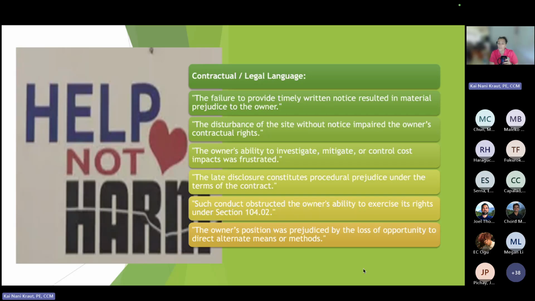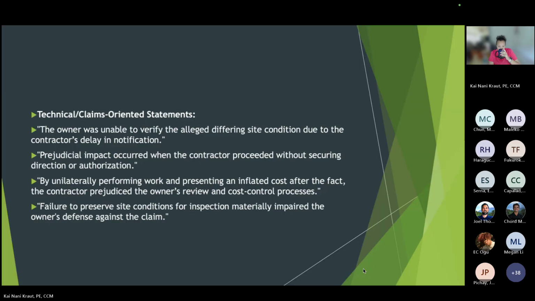Such conduct obstructed the owner's ability to exercise its rights, and the owner's position was prejudiced by the loss of the opportunity to direct alternate means or methods. And like I said, I'm just going to hammer this. So these are other ways to say it. The owner was unable to verify the alleged differing site condition due to the contractor's delay in notification.